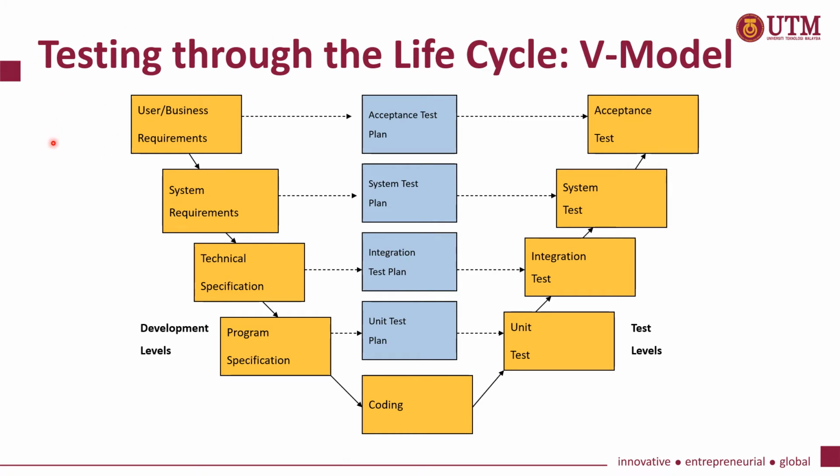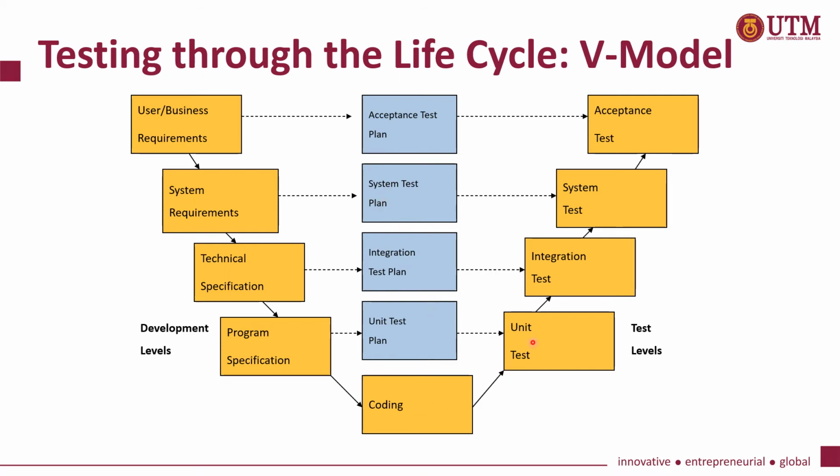And it's also important to know that testers are involved in reviewing documents as soon as drafts are available in the development life cycle. For example, during the user or business requirement phase, testers review the requirement specification, then the user acceptance test plan is the outcome at the end of this phase. So you can see by the end of each level, there is a test plan to be generated.